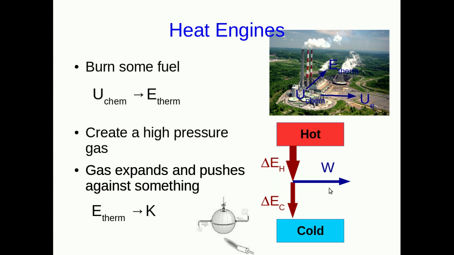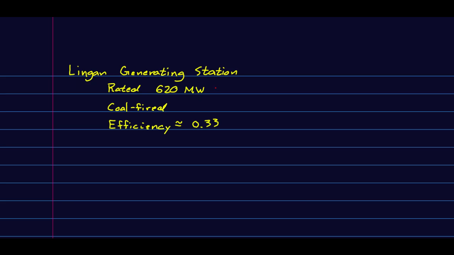And very importantly, one of the laws of thermodynamics tells you you can never convert all of this thermal energy from your reservoir directly into work. You always have some left over as thermal energy that you have to get rid of. So pretty close to us is the Lingan Generating Station, which is a coal-fired plant rated at 620 megawatts. And I don't know its efficiency, but a pretty typical efficiency for a coal-fired plant is about 0.33. Let's call this rated output P out.